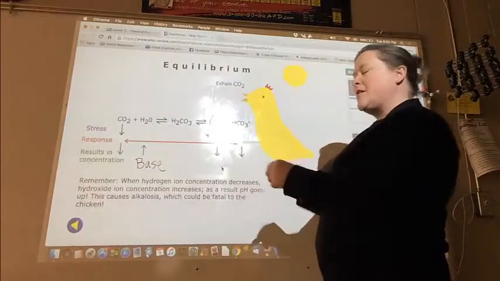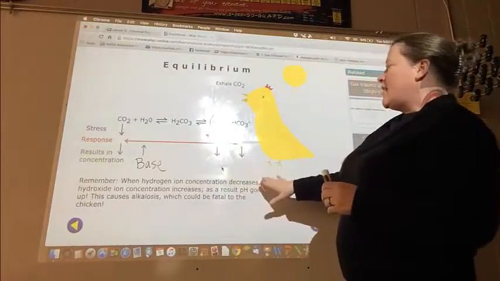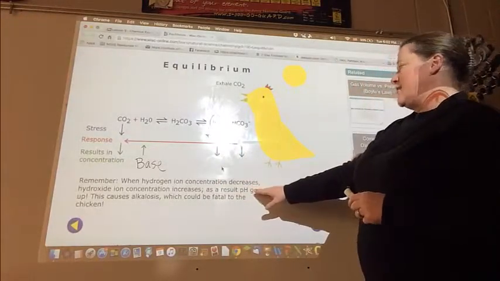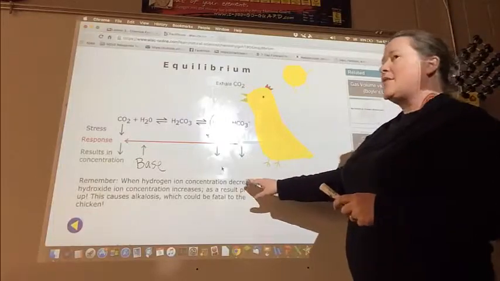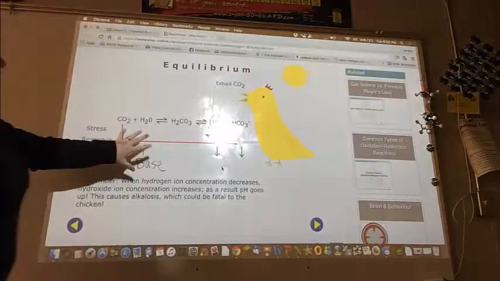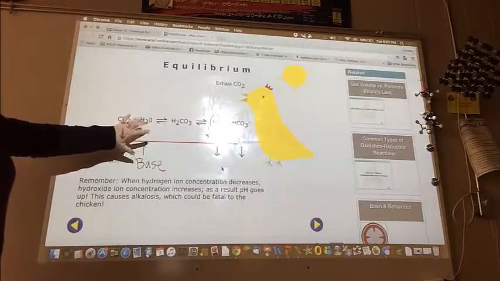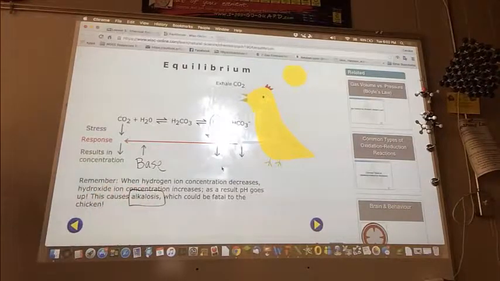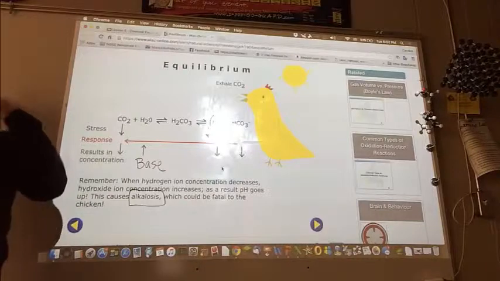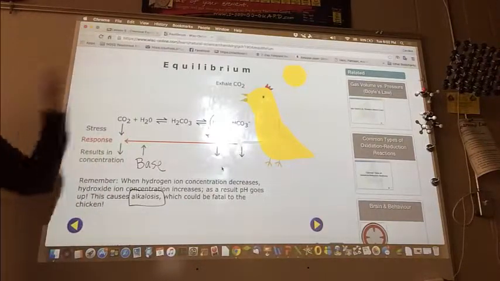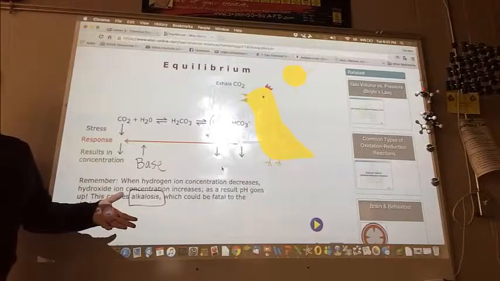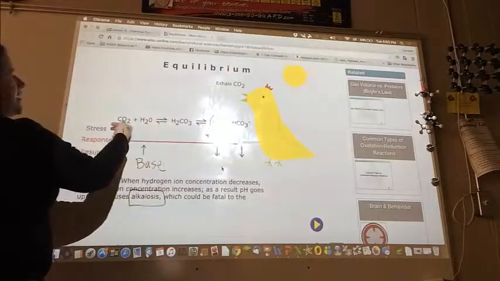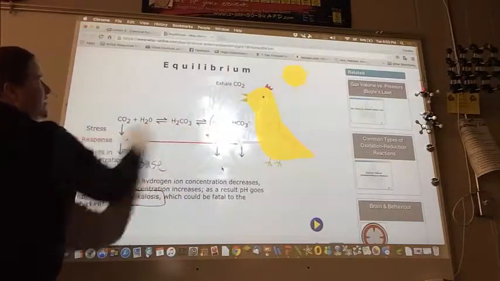So if this is decreasing, then the environment is going to become more basic. So when the hydrogen ion concentration decreases, hydroxide ion increases, and pH will go up. So we're going to end up having a condition that is more basic. Now this could cause a condition called alkalosis. Alkalosis is a condition in which you're losing too much carbon dioxide, and as a result, this equilibrium shifts in this direction, lowering the hydrogen ion concentration.